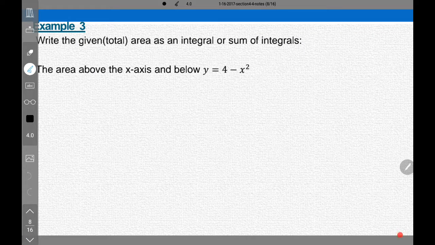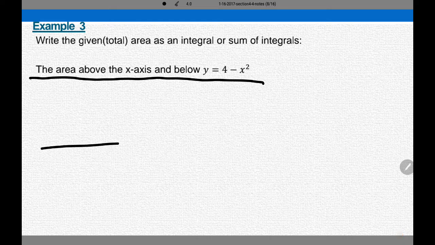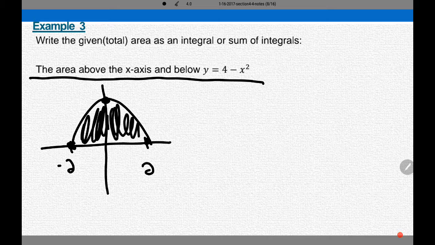So, write the given total area as an integral or sum of integrals. And here we're talking about the area above the x-axis and below 4 minus x squared for y. So the easiest thing to do to get started would be to get a graph of it. And if you make a graph of it, you'll see that it crosses at 2 and negative 2 and goes up to 4 and does this. And we're looking for this area in here.